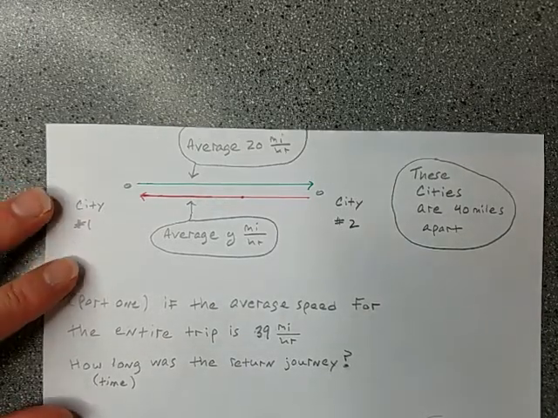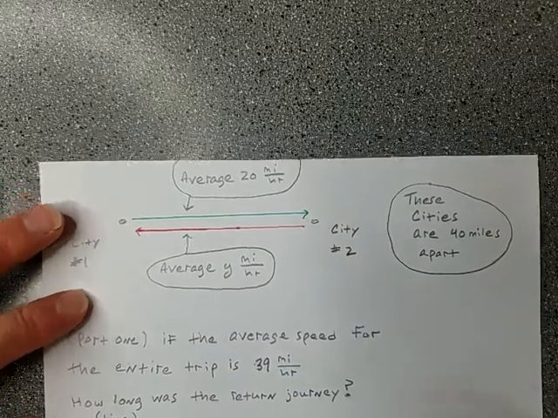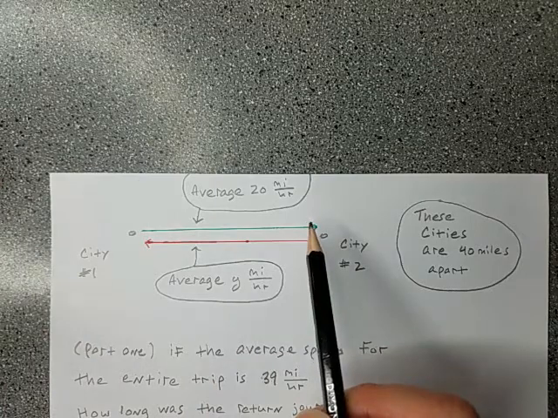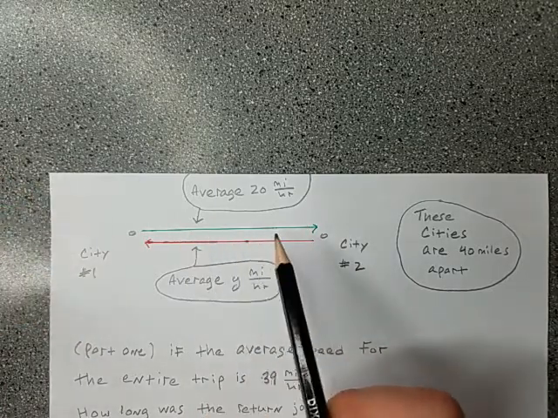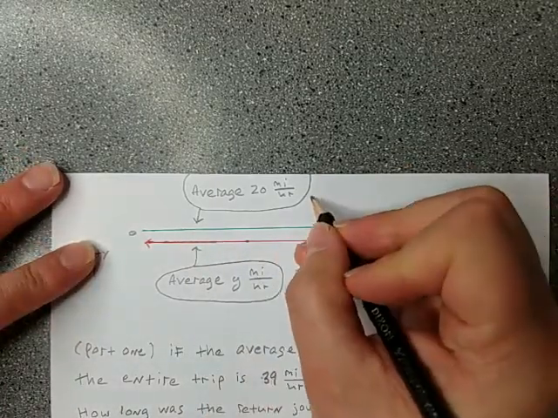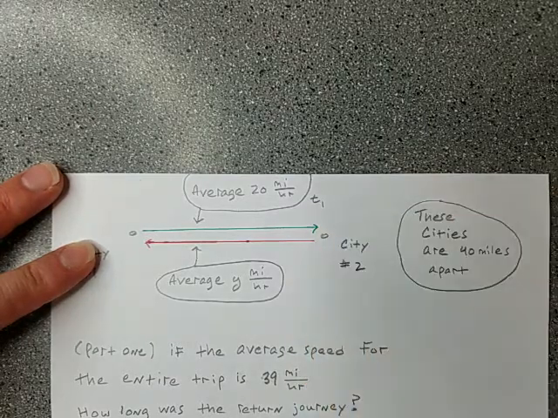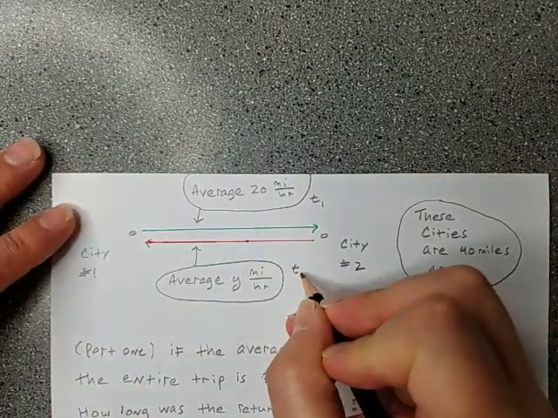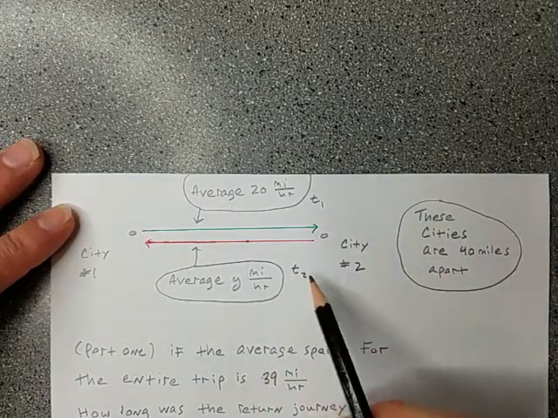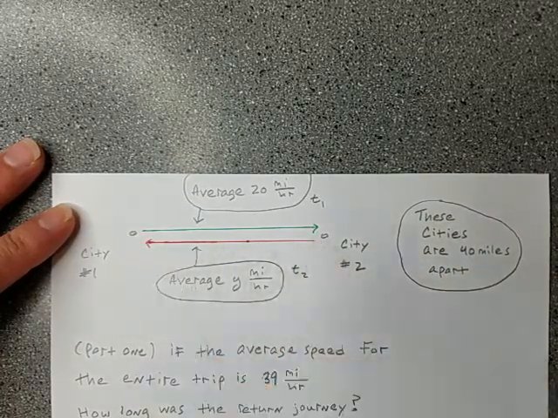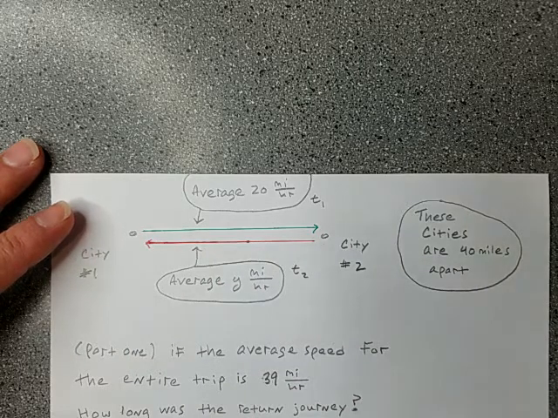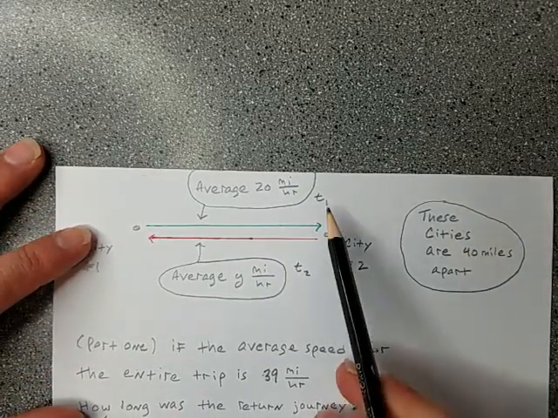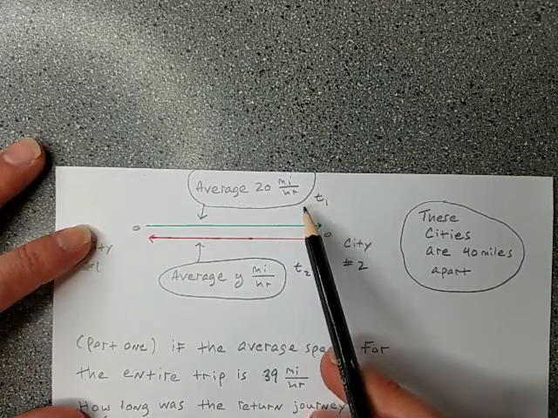So let's do this. We'll say that when you travel, there's a certain amount of distance covered. There's a certain time it takes you. So let's say that it takes me time t1 to travel from city 1 to city 2, and time t2, some different time, to travel from city 2 back to city 1. So let's just suppose that that's the way it works. Okay? Then I can find out what t1 is.